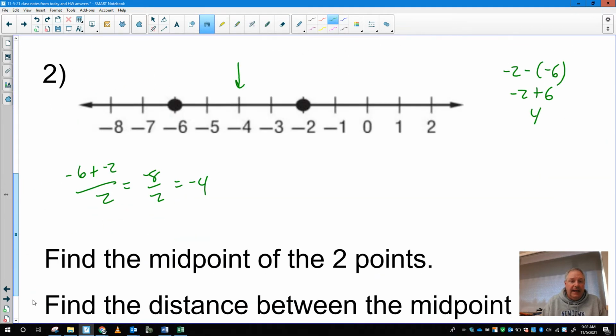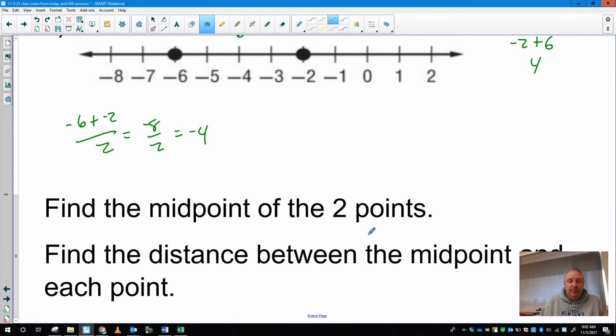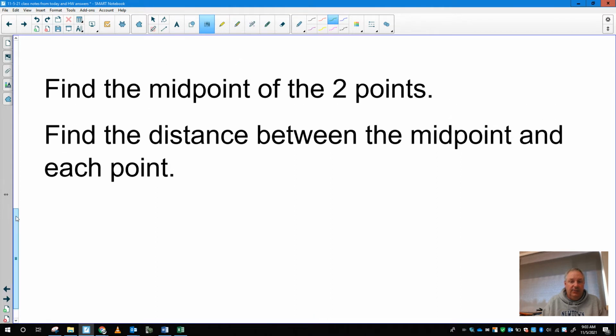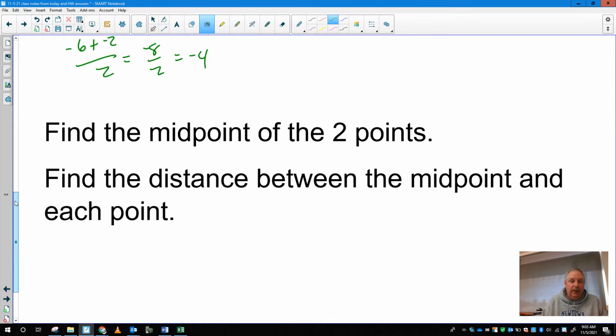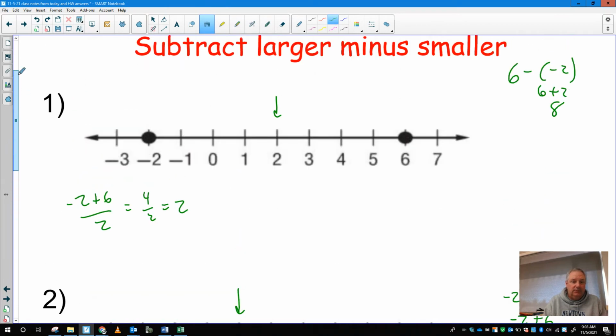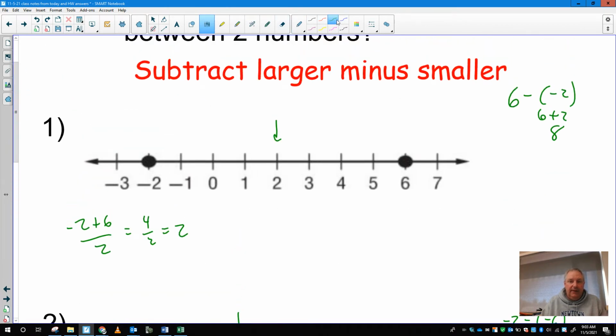So the last thing then, how would I find the distance between the midpoint and each point? Okay, I'll give you a second. You can pause the video, find the distance between the midpoint and each point for both numbers 1 and 2. Okay, hopefully you found those. So if this is my middle, again, I could just count or I can just subtract. So if this is my middle, I could just say 6 minus 2 means it's 4 from here and it's 4 from here.